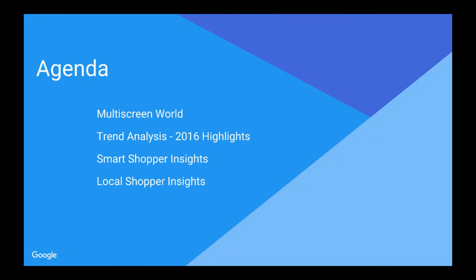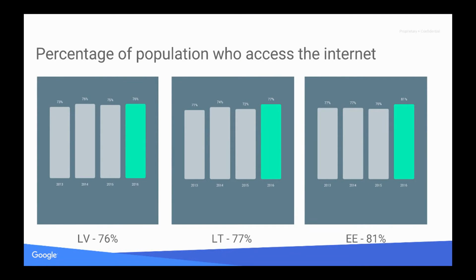First, we're going to go over the concept of the multi-screen world, which we live in today. Secondly, we're going to look at trend analysis and some of the 2016 highlights. Then, to finish off, we're going to have a look at the smart and local shopper insights. Before we dive into those areas, let's set the scene and review the internet usage for all 3 Baltic countries and how it has changed over the last few years.